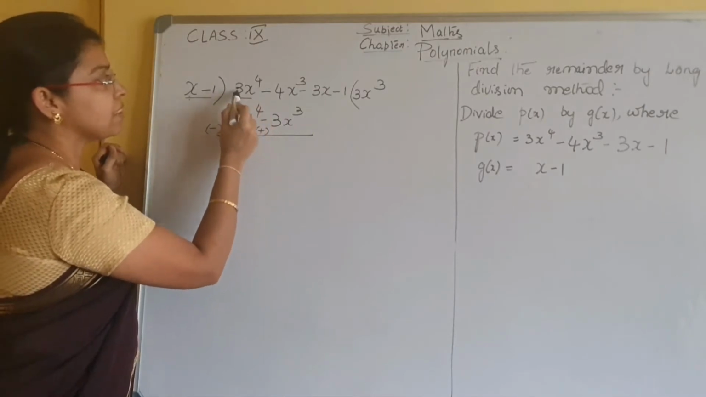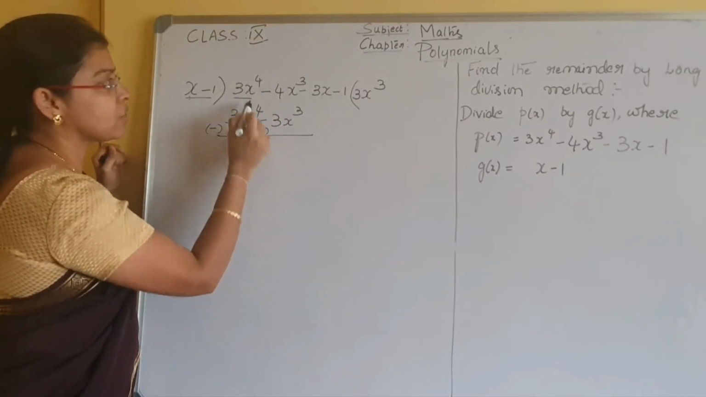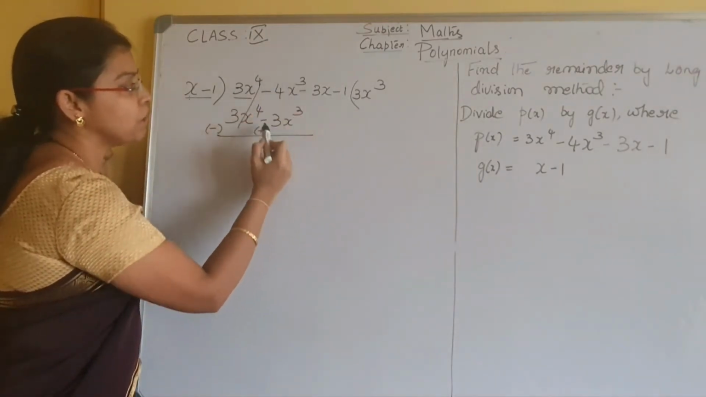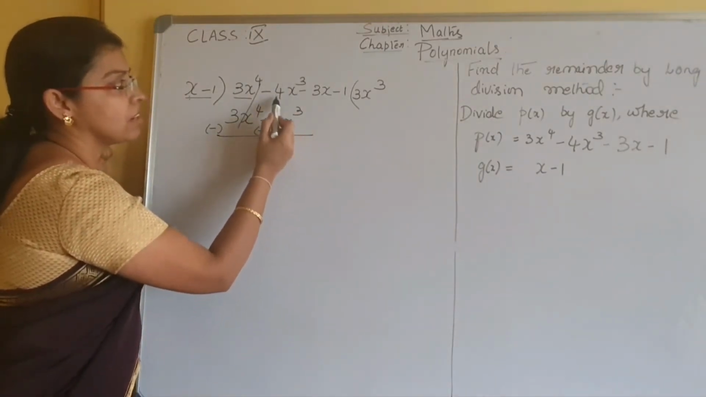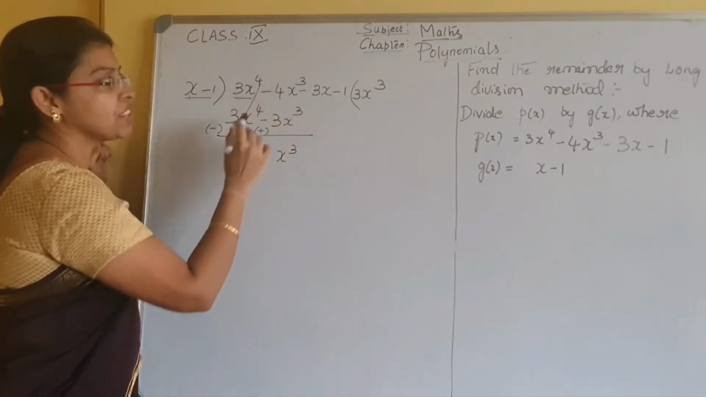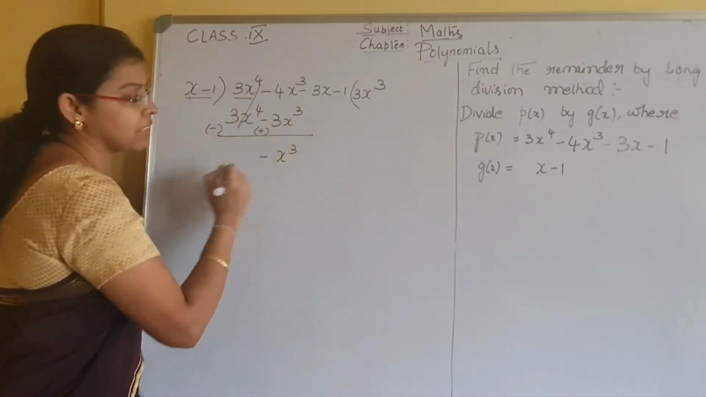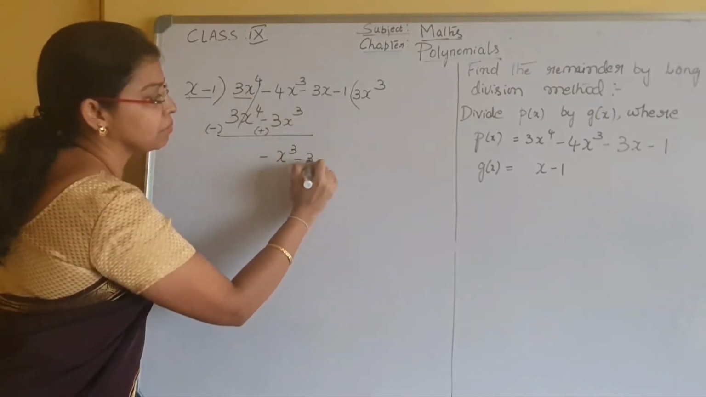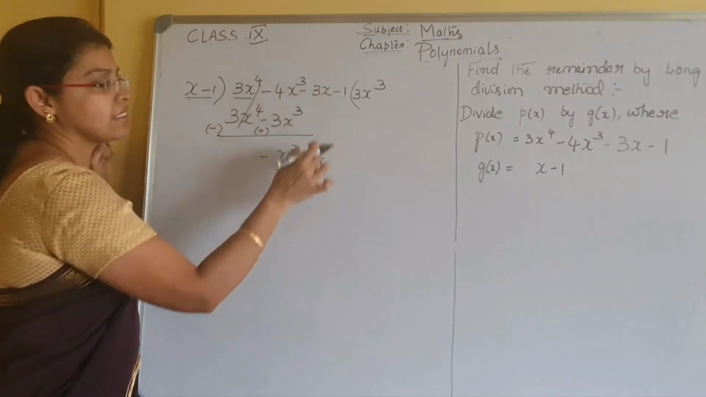Here plus 3x to the power of 4 and minus 3x to the power of 4 get cancelled. And minus 4x cube and plus 3x cube, so what happens? X cube. What happens to the coefficients? Minus 4 and plus 3 gives you minus 1. And then take the next term, minus 3x, only the next term, okay?